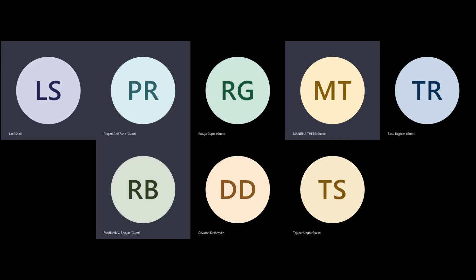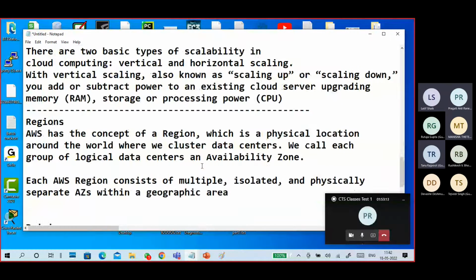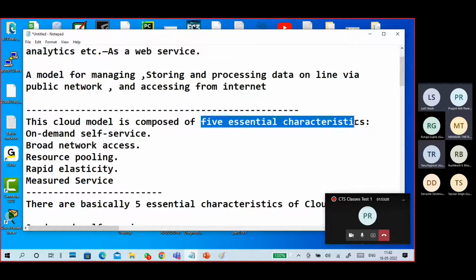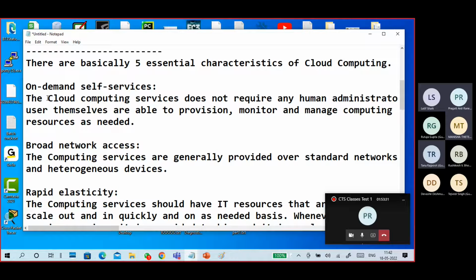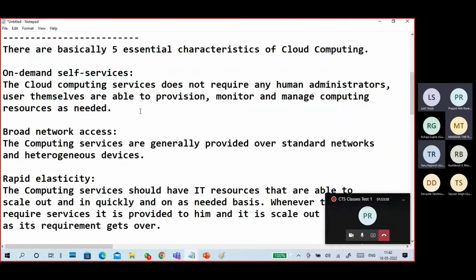Here in this one, we discussed cloud region and pricing, and next we discussed the five essential characteristics: on-demand self-service, broad network access, resource pooling, rapid elasticity, and measured service. Just go through it once, and you will mostly understand. If you want one or two points, I will tell.